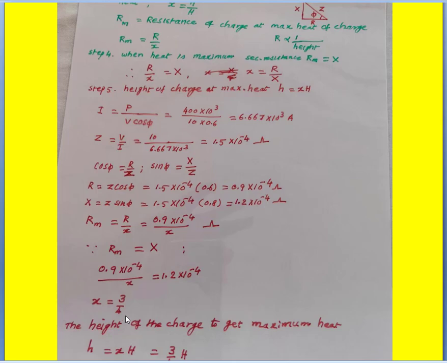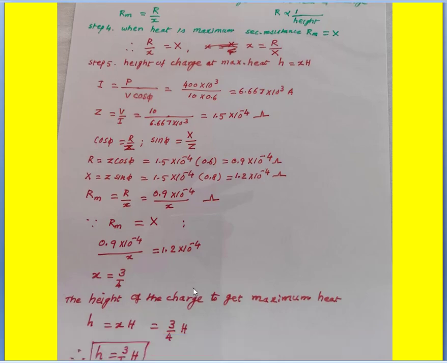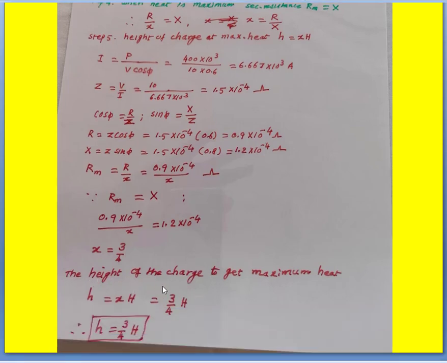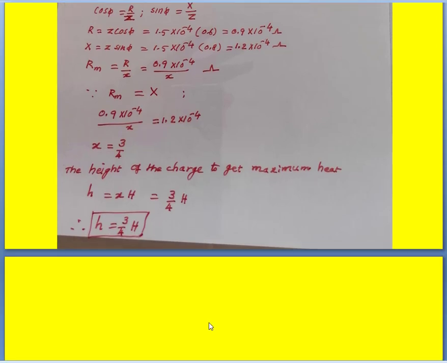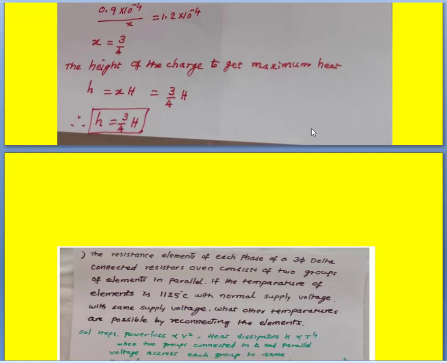What is this x? This x is nothing but small h divided by capital H. So we can write the height of the charge to get the maximum heat as small x is equal to x into H. So this x is nothing but 3 by 4 into H, meaning the charge receives the maximum heat when its height is 3/4 of the initial height. So that is h is equal to 3 by 4 capital H. Next.